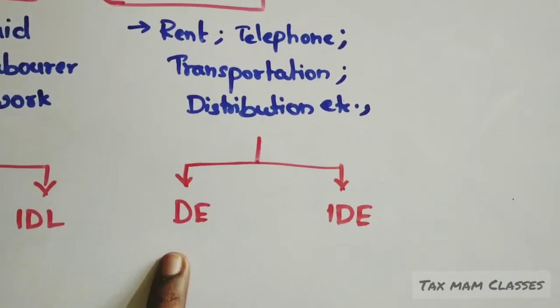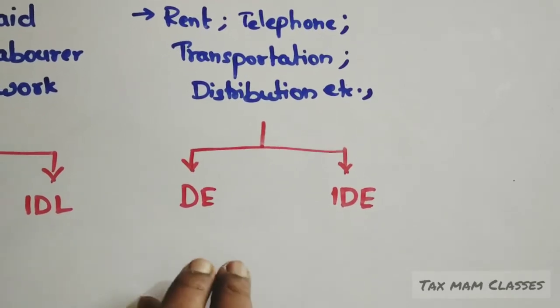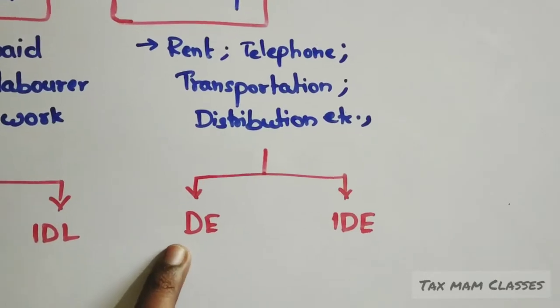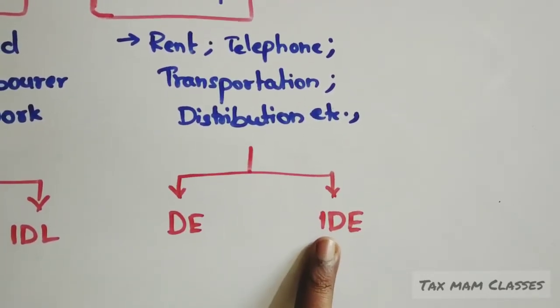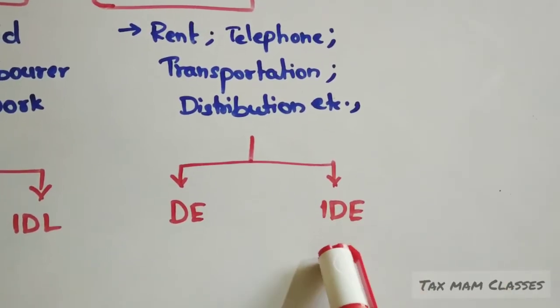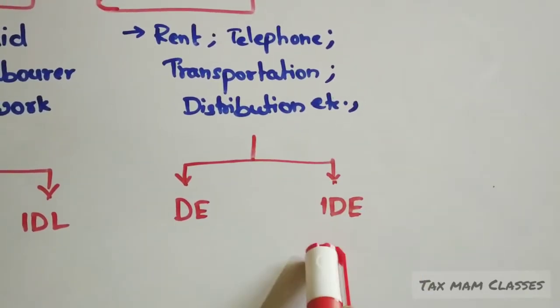So what does direct expenditure mean? Expenses which are incurred specifically for the product we are manufacturing. Then what does indirect expenditure mean? Indirect expenditure is incurred in common for all the products. For example, rent charges, electricity charges, insurance, these all will come under indirect expenditure.